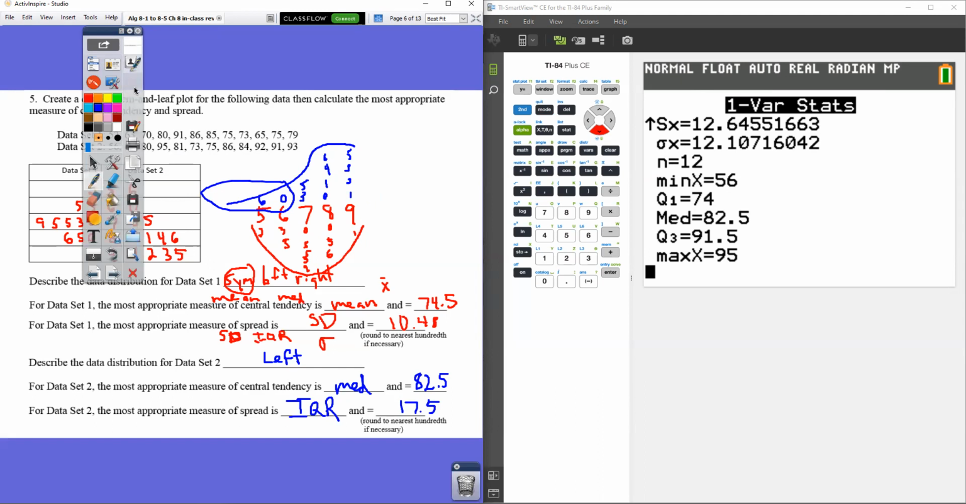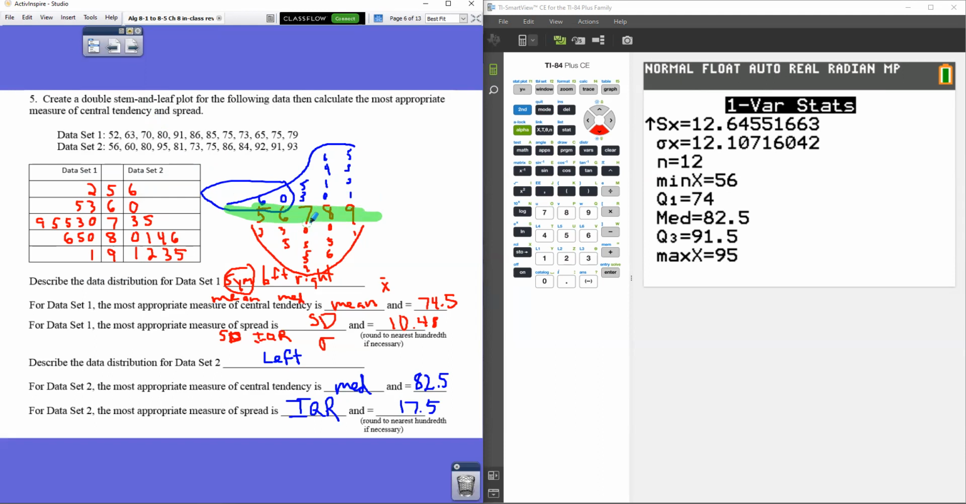So again, just be careful. I think the hardest part of this question is right here in the middle. When you go to look at your skew, you have to make sure that your stems are going in order from least to greatest, all right? If you do it the other way, it's going to be the exact opposite answer.